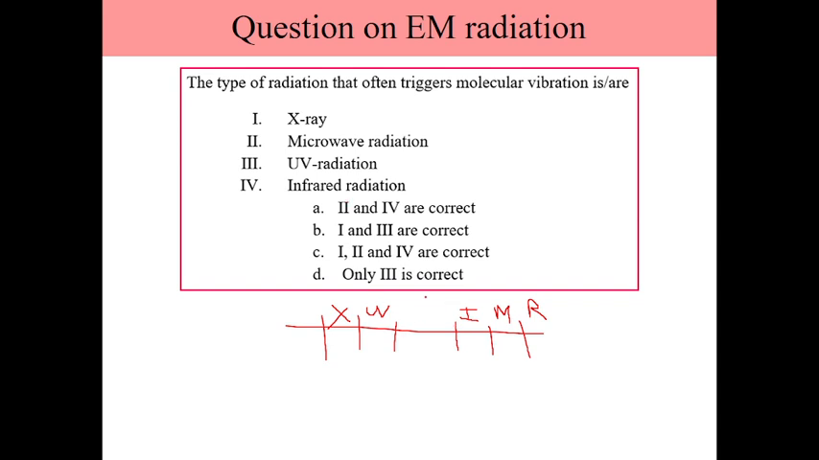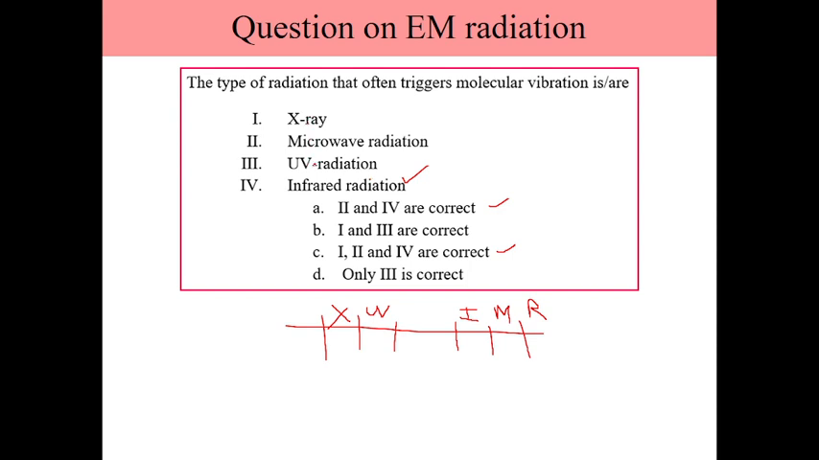So this is visible light. Visible light does not trigger molecular vibration. Now I told you a few slides back that molecular vibration is basically induced by infrared radiation, because infrared radiation causes a heating effect, and when a molecule is heated up, definitely it is going to vibrate more. So that is how you can remember this. So in whichever option there is 4, it can be the correct option. So either this is correct or this is correct.